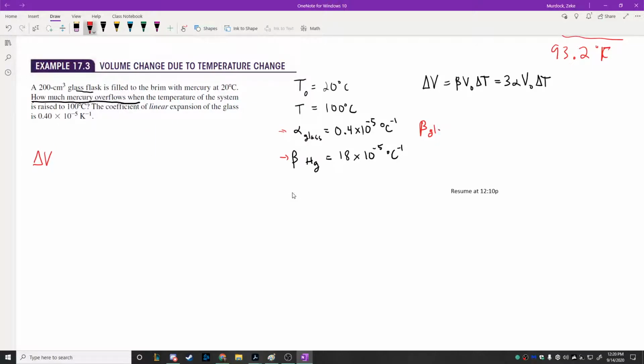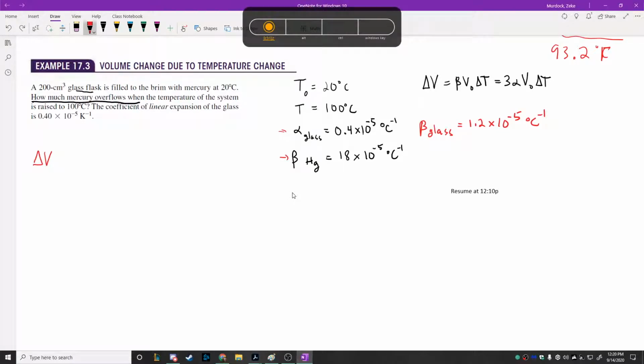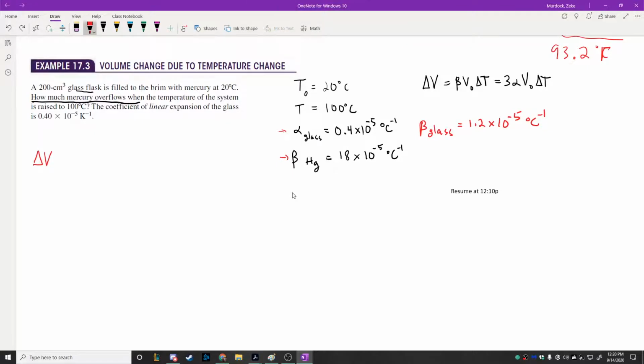So beta for the glass is going to be 3 times this, so it's going to be 1.2 times 10 to the negative 5 degrees Celsius inverse. The glass is definitely not going to expand as much as the mercury. Okay, so delta V for the mercury minus the change in volume for the glass. That's basically going to be what we're trying to solve for.